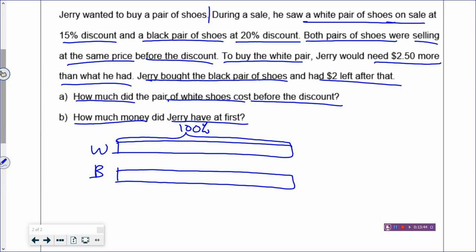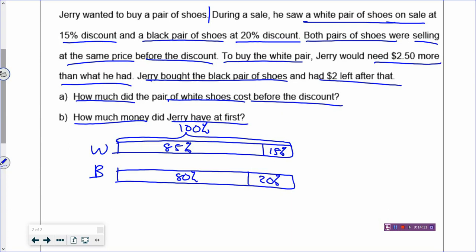Okay, then what happened? He saw a white pair of shoes at 50% discount. So there must be a usual price, which is 100% original price. And after 50% discount, so let's cut this 50% discount. He only has to pay 50%. Am I correct? Okay, that is the money he paid, which is after discount. And then he also saw a black pair of shoes at 20% discount. So I cut a little bit longer, and he only paid 80%.